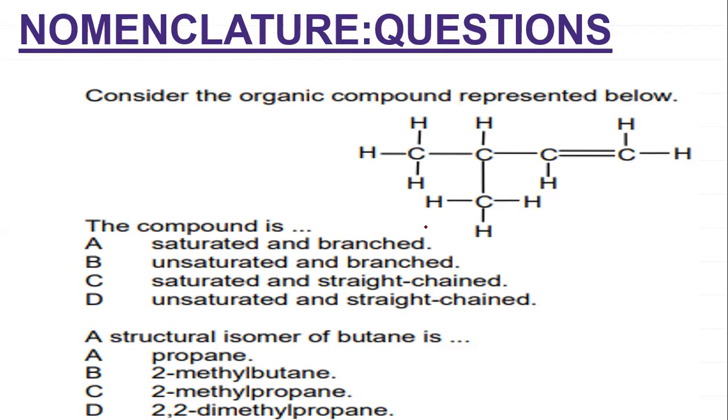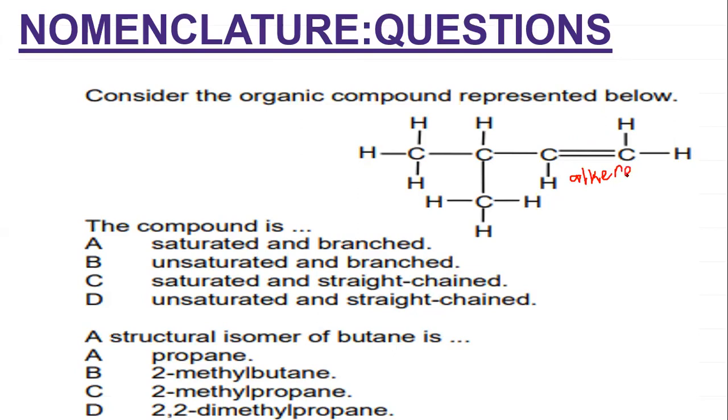Now it says, consider the organic compound represented below. So there is our organic compound. If I examine this organic compound, before I even go to the question, I can see that this organic compound is an alkene, right? I can see that it's an alkene.